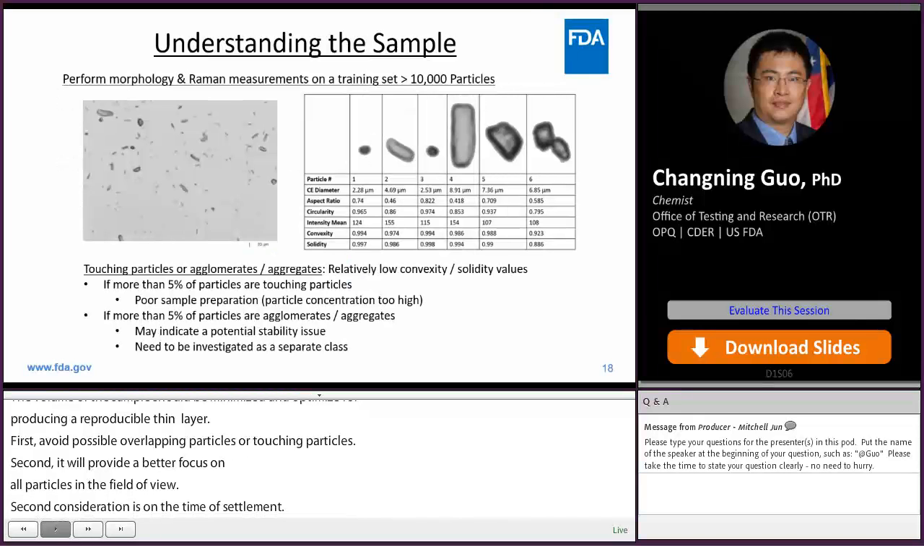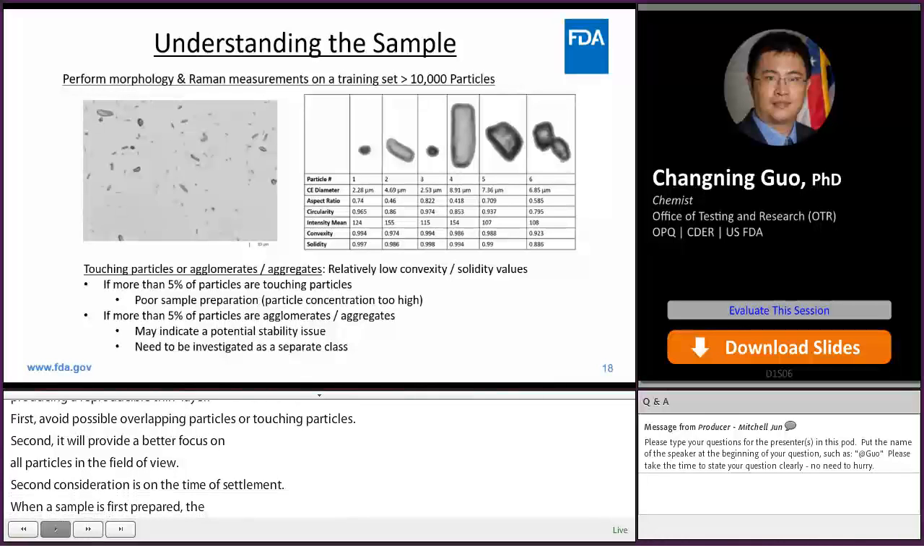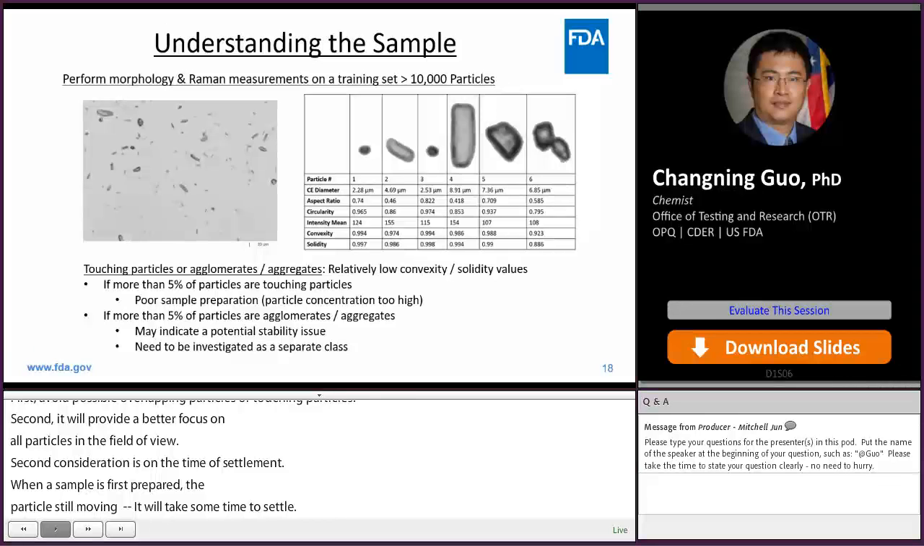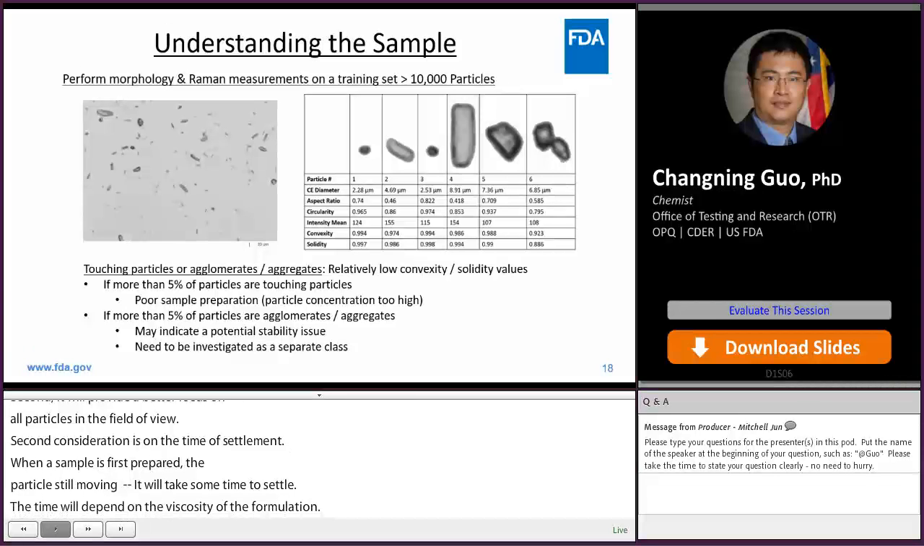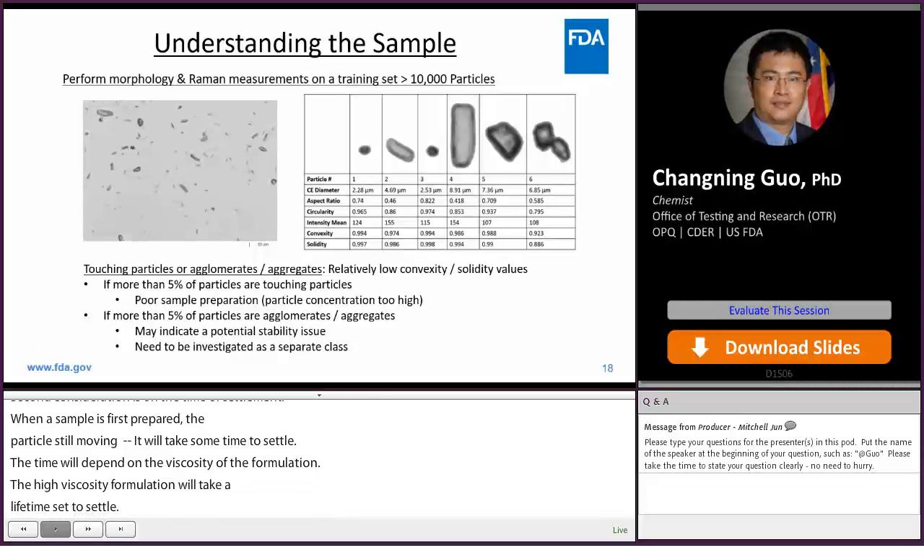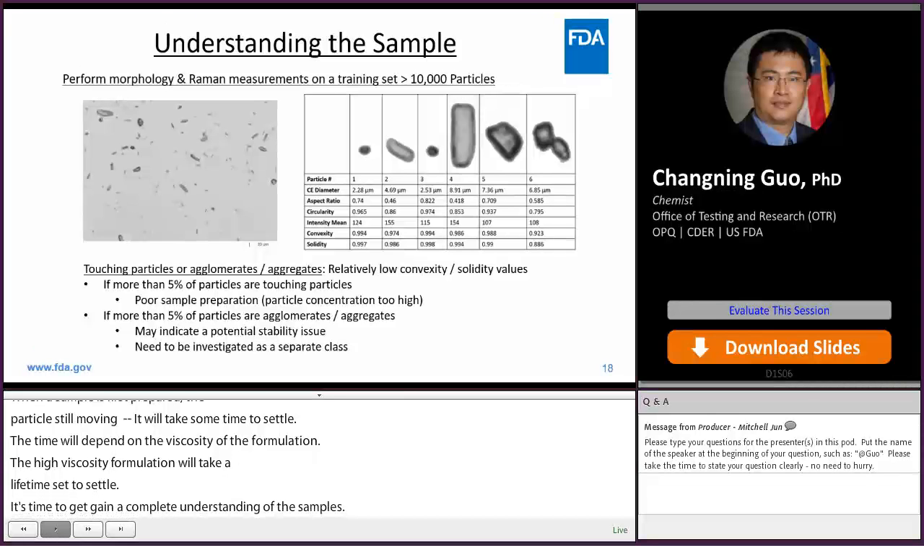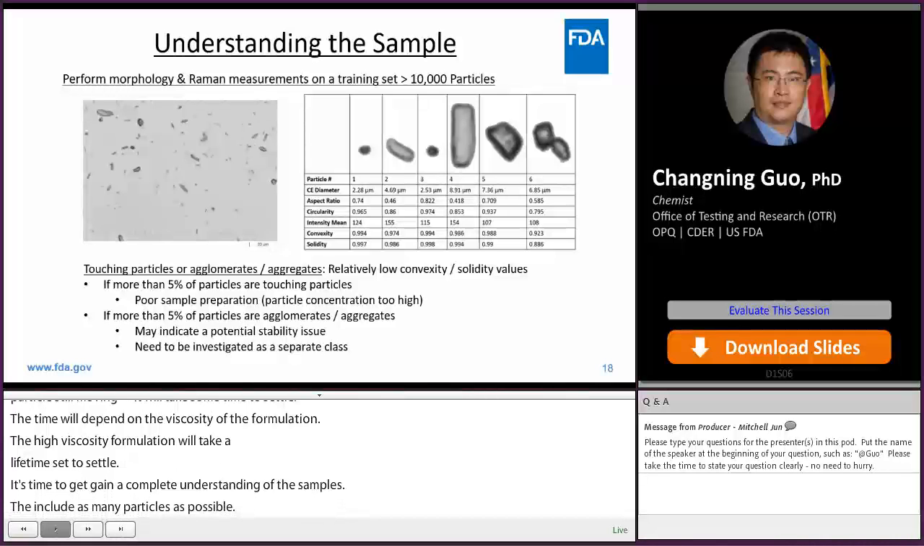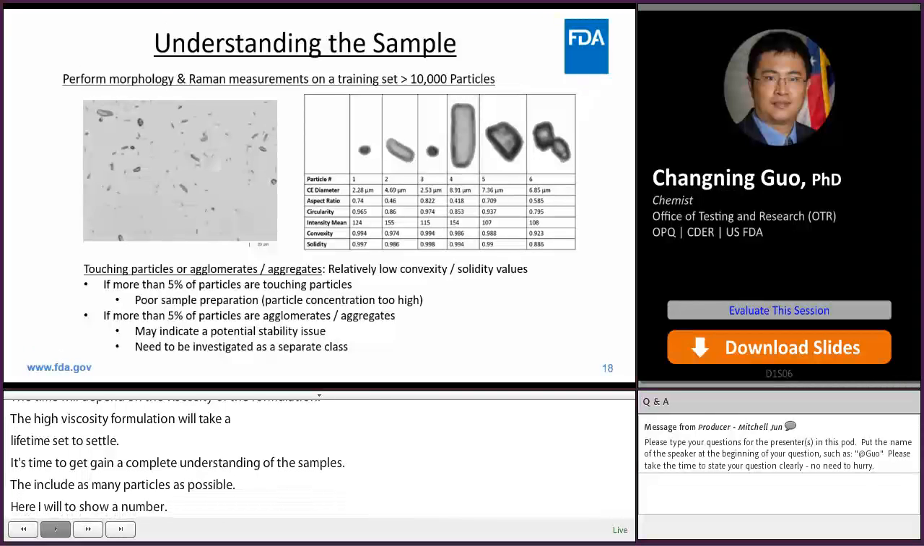After sample preparation, it's time to gain a complete understanding of the particles in the drug product. We will use a large training set, include as many particles as possible. Here I will just throw a number, at least 10,000 particles. We will perform morphology and Raman measurements on each of the particles in the training set. Later, we will classify all the particles based on Raman into two classes, API and excipient, for further morphology analysis.